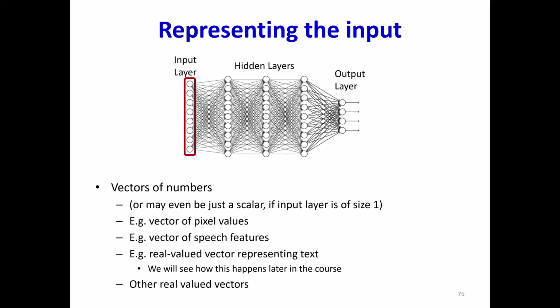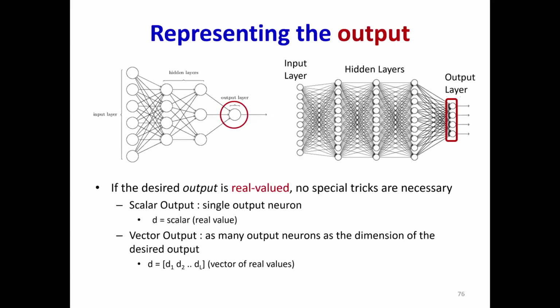So that's the input. What about the output? Now, if the desired output is real valued, for example if I'm computing a regression, and let's say I'm computing a scalar output, like I'm looking at a whole lot of numbers and predicting the stock price for some stock tomorrow. It's a scalar. So in that case, the desired output is going to be a scalar, and clearly your network is going to have just one output neuron, which is predicting this real value.